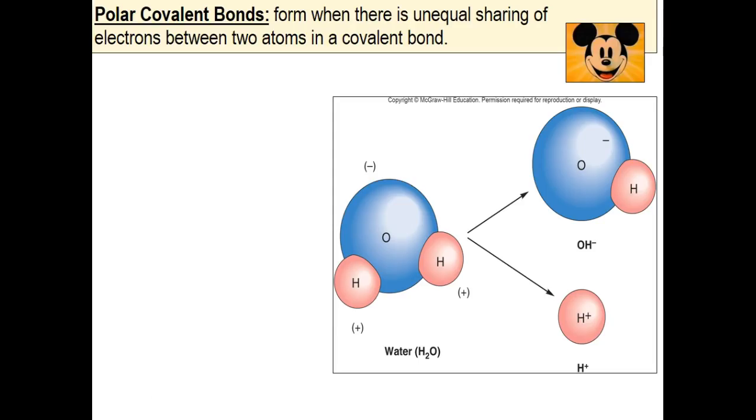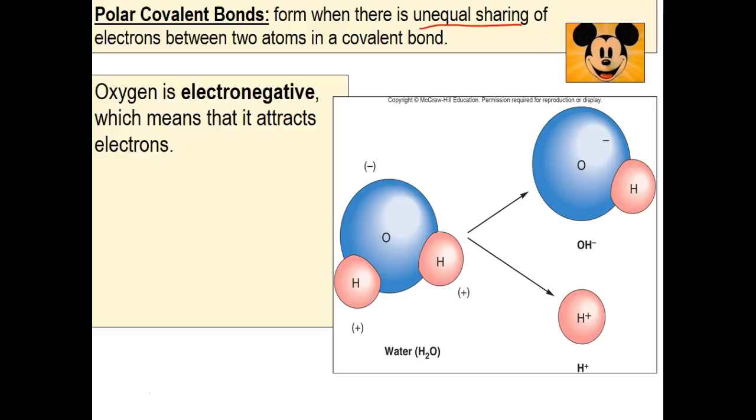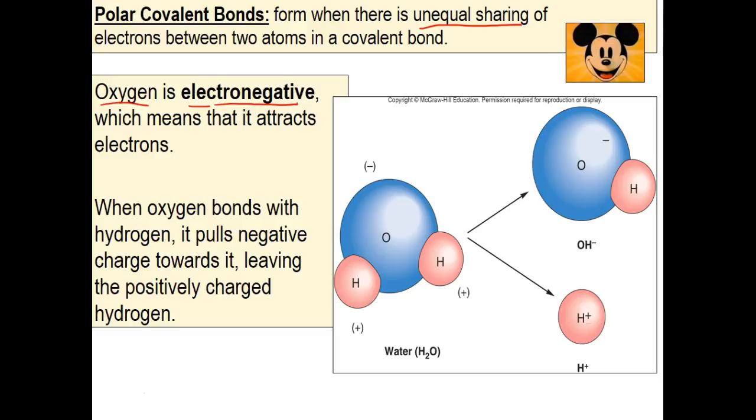Some molecules or atoms form polar covalent bonds. This is when there's an unequal sharing of electrons between two atoms in a covalent bond. If one of the atoms is oxygen, oxygen is electronegative. That means that it attracts electrons. And when oxygen bonds with hydrogen, it pulls the negative charge towards it, leaving the positively charged hydrogen.